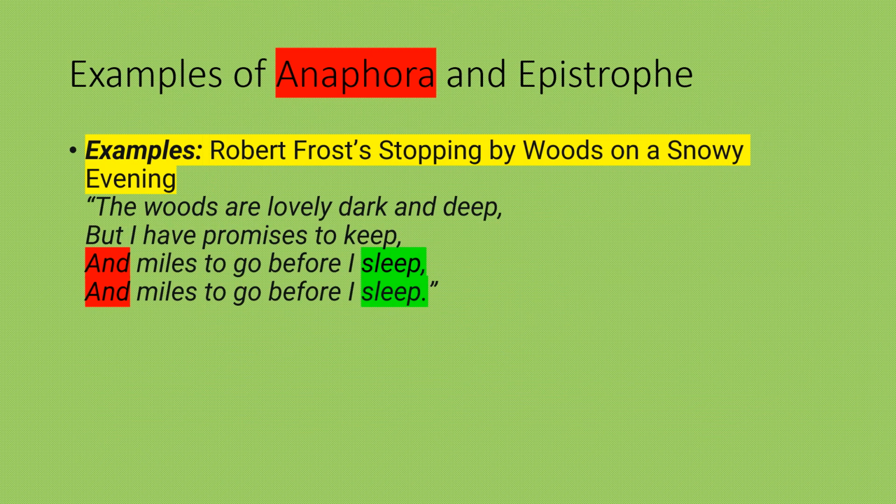Further, I got a very good example of anaphora as well as epistrophe. This is a very famous stanza from Stopping by Woods on a Snowy Evening by Robert Frost. The woods are lovely, dark and deep, but I have promises to keep, and miles to go before I sleep, and miles to go before I sleep. So here we have anaphora, we have epistrophe, then we have rhythm, rhyming words, and a rhyme scheme. These are the poetic devices.